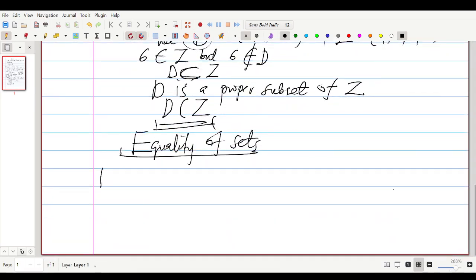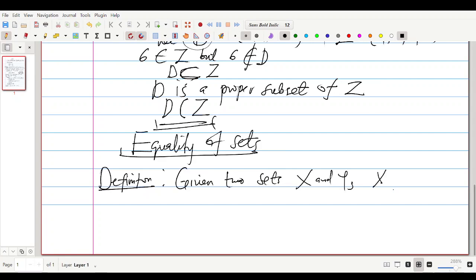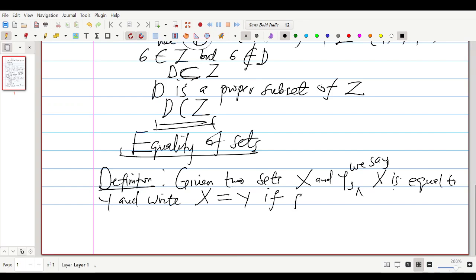So let's also start with the definition. What do we mean by equality of sets? Look at it carefully. Given two sets X and Y, we say X is equal to Y, and write the symbol for that statement, if for x that comes from capital X, that x is also found in Y.